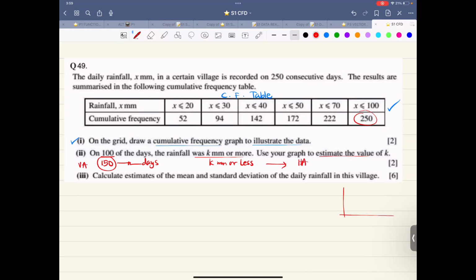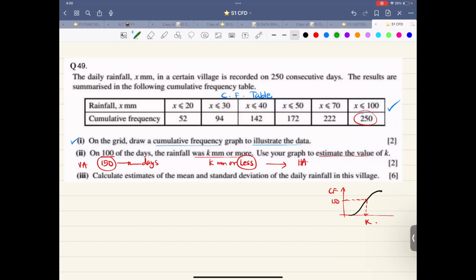So if the curve is like this, just to give you a brief idea, and we are starting from some value, and it's going this way, and we are reading this value. Something like this. And then what we do is that we go to this value, that is 150 on the CF curve. We will touch the graph, and then we will read this value. This value will be K, provided we convert it into lesser than. So that is the basic stuff.